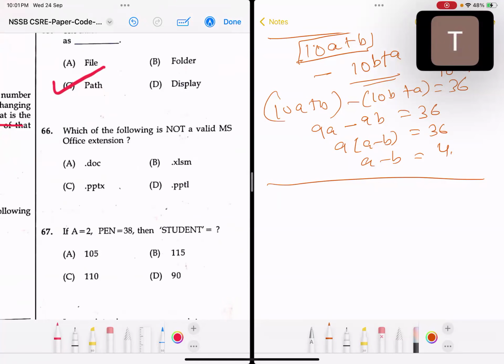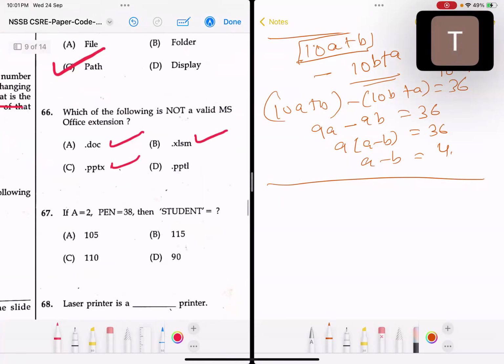Which of the following is not a valid MS Office extension? Now, .doc is a Microsoft Word document. .pptx is a PowerPoint presentation. Then XLSX and XLSM, those are spreadsheet files, okay? So Microsoft Excel files. Sometimes it can be XLSX or XLSM, okay? So it's the same thing only. And this is not the appropriate one, okay? So the not valid Office extension is D, okay?